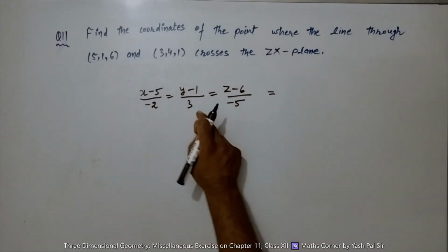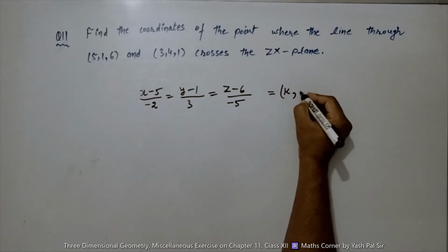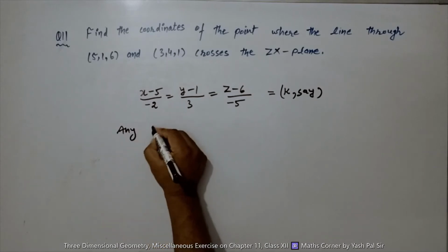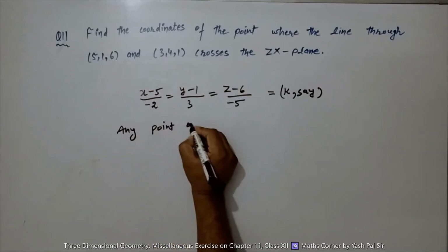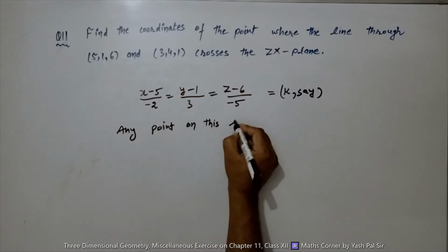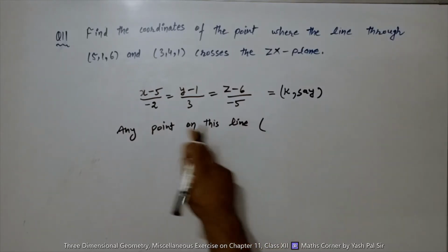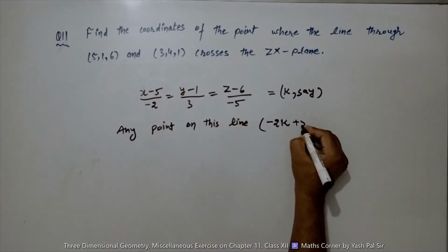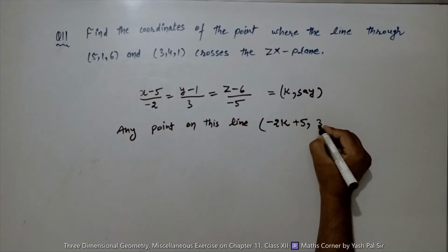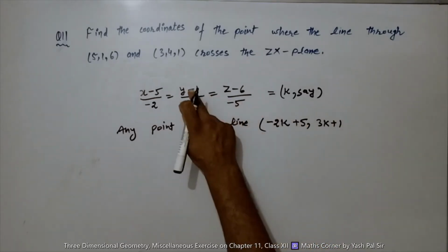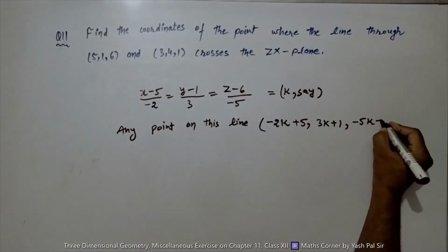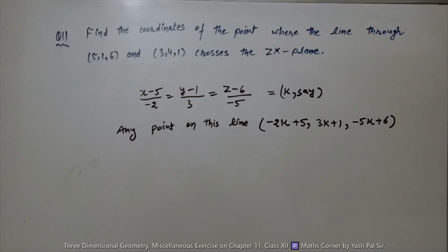Okay, so this is the required line, and suppose all these three members are equal to k, right? Any point on this line is minus 2k plus 5, 3k plus 1, minus 5k plus 6, right?